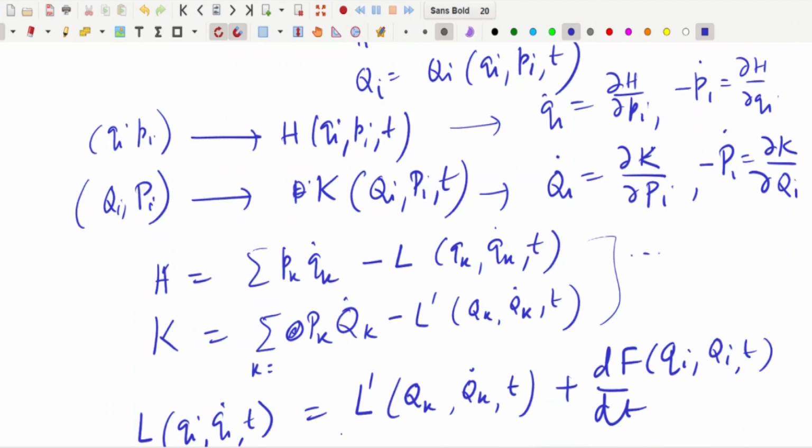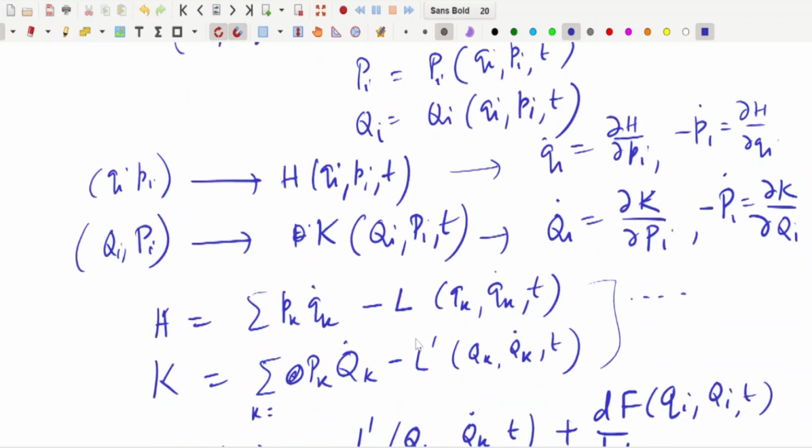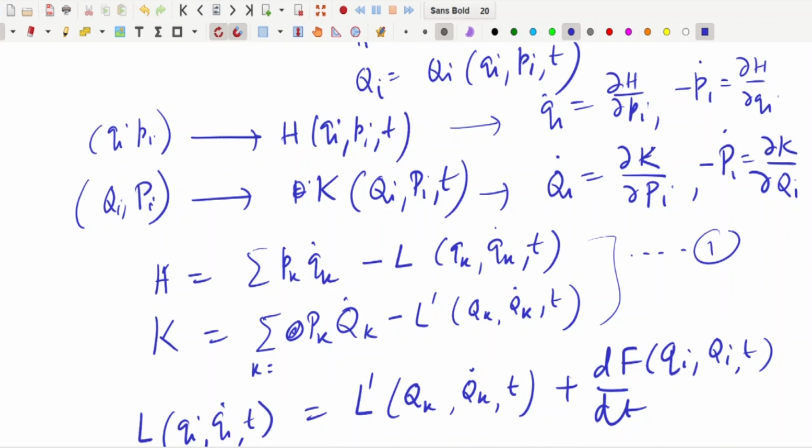Let me put some equation numbers in this lecture. So let me write the transformation: this we can write as 1 and this as 2. So canonical transformation is a transformation going from one phase space, the old phase space, to the new phase space such that the canonical equations of motion are preserved. That means in terms of the new Hamiltonian and new variables, you will have the same form of equations. Then the transformation will be called a canonical transformation.